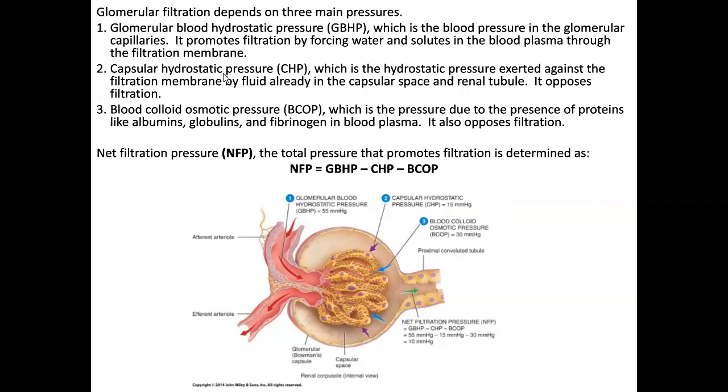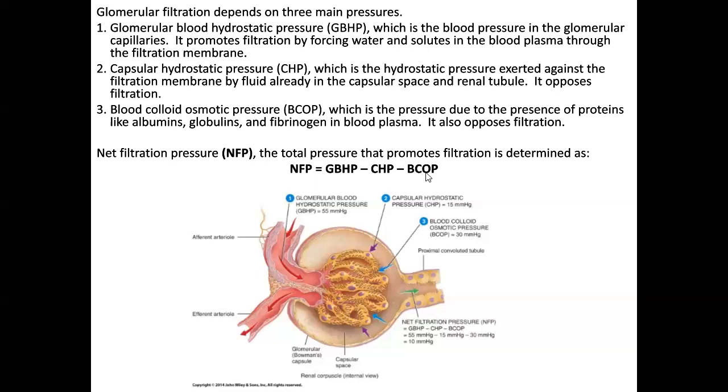And you have the capsular hydrostatic pressure, which is hydrostatic pressure exerted against the filtration membrane by the fluid already in the capsular space in the renal tubule. And then blood colloid osmotic pressure, which is pressure due to the presence of proteins like albumins, globulins, and fibrinogen in your blood plasma. Now, you don't need to worry about knowing these three pressures. Don't worry about knowing the definitions. Don't really even need to worry about which ones promote and which ones oppose filtration. What I want you to know is what net filtration pressure is, which is where you take those and you do the calculation GBHP minus CHP minus BCOP.